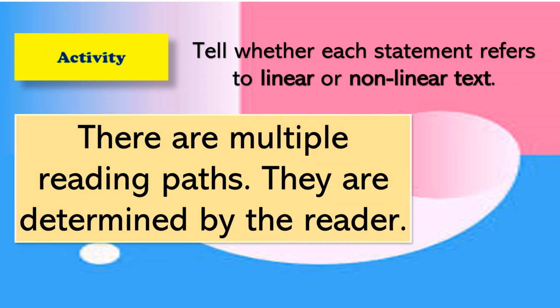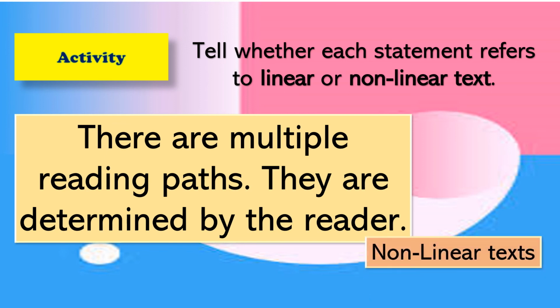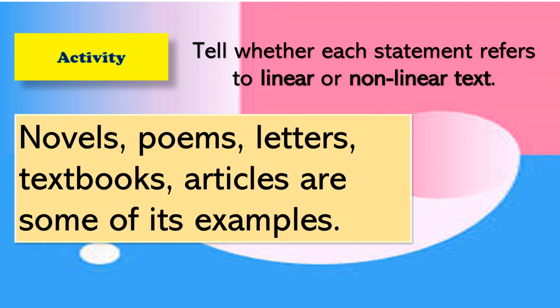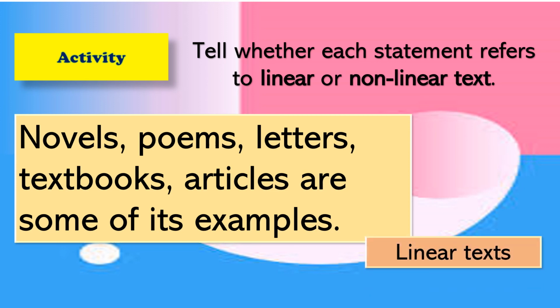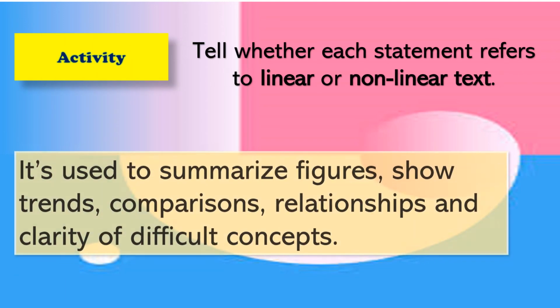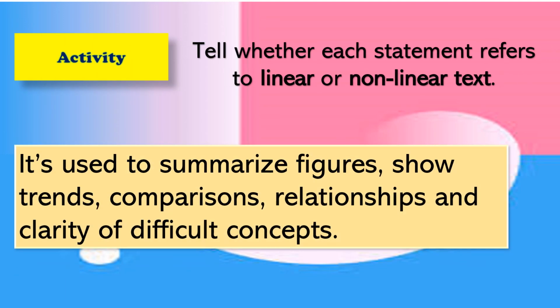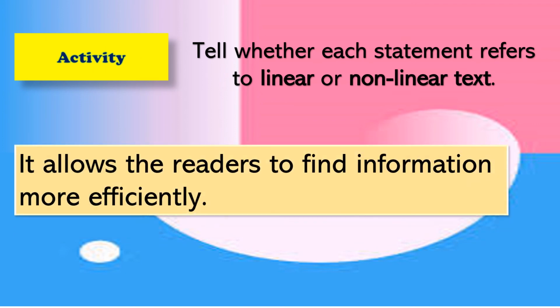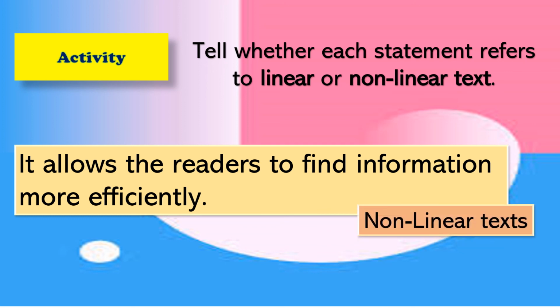There are multiple reading paths. They are determined by the reader. Nonlinear text. Novels, poems, letters, textbooks, articles are some of its examples. Linear text. It's used to summarize figures, show trends, comparisons, relationships, and clarity of difficult concepts. The nonlinear text. It allows the readers to find information more efficiently. The nonlinear text.